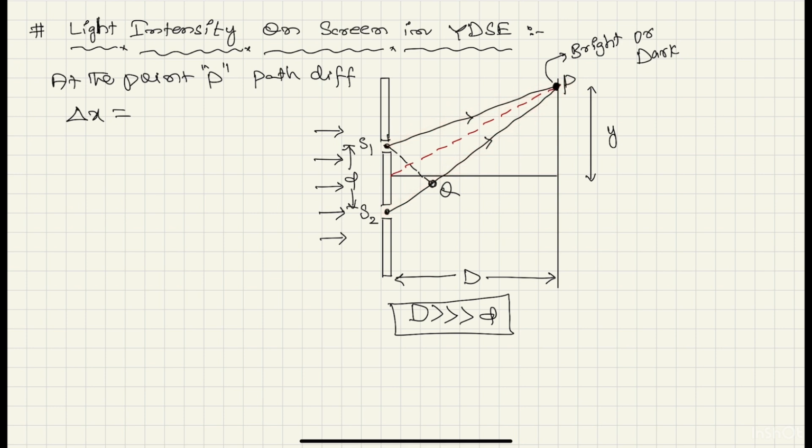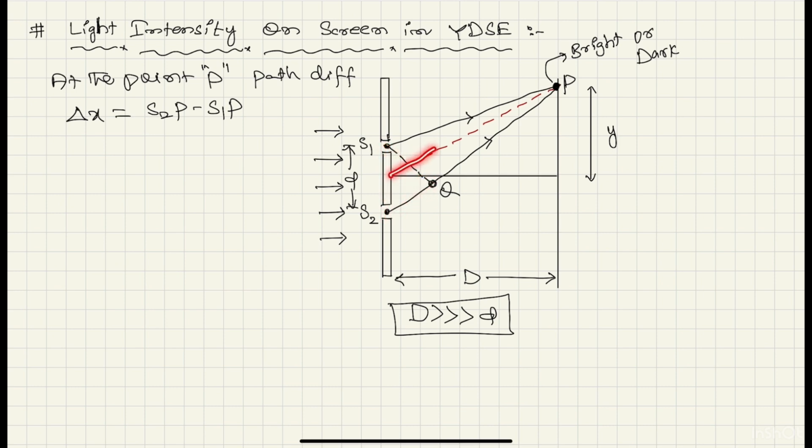Delta x is equals to S2P minus S1P, is the path difference. So what is the S2P minus S1P? Generally, so this is the angle theta. If this is the theta, this is 90 degrees, perpendicular bisector. So this becomes the hypotenuse, this becomes the opposite.